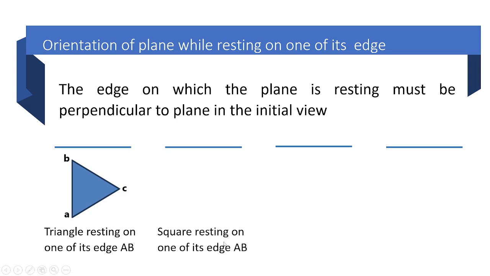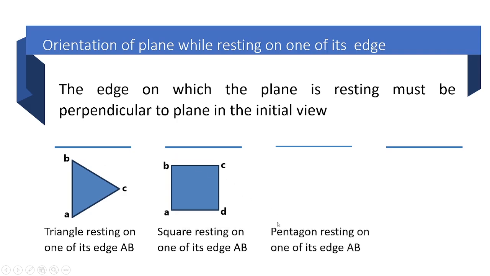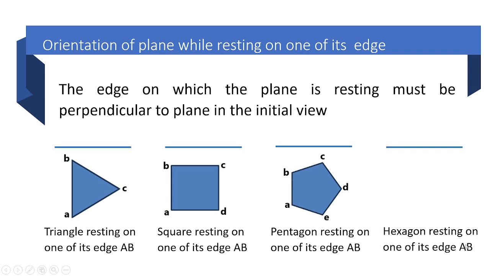If square is resting on edge AB, then that edge AB is perpendicular to the plane. If pentagon is resting on its edge AB, then one of the edge of the pentagon AB is perpendicular to the plane. And similarly, if hexagon is resting on edge AB, then an edge AB is perpendicular to the plane. Please note this orientation of the plane when they rest on its edge.